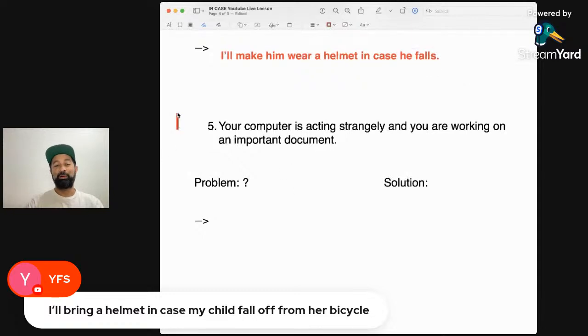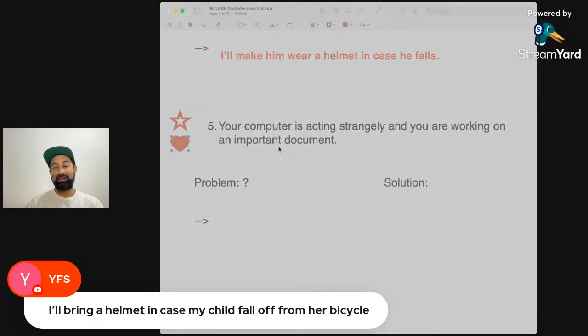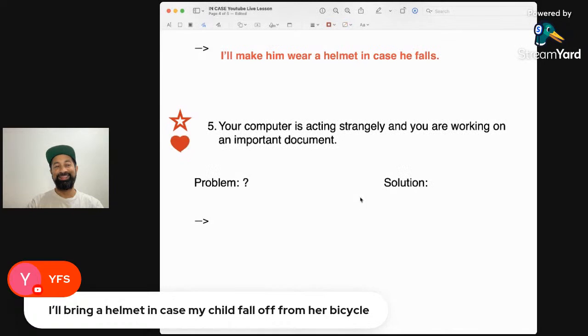Now, I'm going to put a couple of stars here because I gave a heart instead of a star. That's because here you have to introduce the problem as well. Introduce the problem and the solution.